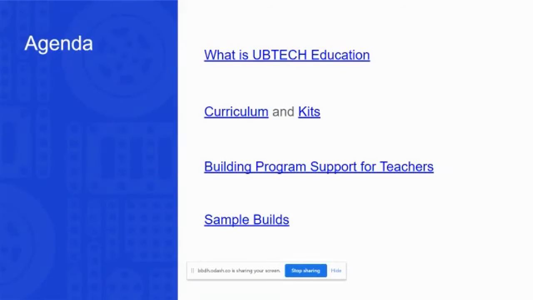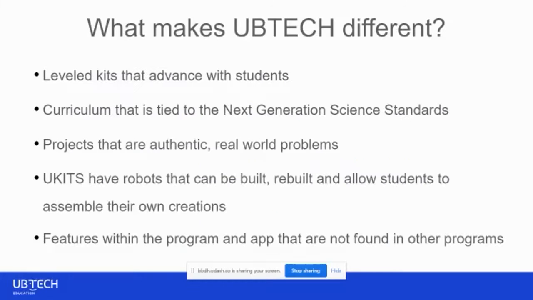So real quick, this is just kind of what we're going to talk about. What is UBTECH Education, as well as information about the curriculum and kits. And I really wanted to make sure to include this because I think it's important to really talk about why building a program that has support for teachers is so important when implementing any program, but especially one that is as robust and well developed as UBTECH's robotics and education materials are. And then I do have a couple sample builds to just kind of show you if we have time. So I'm going to be keeping an eye on the time because 30 minutes goes by fast.